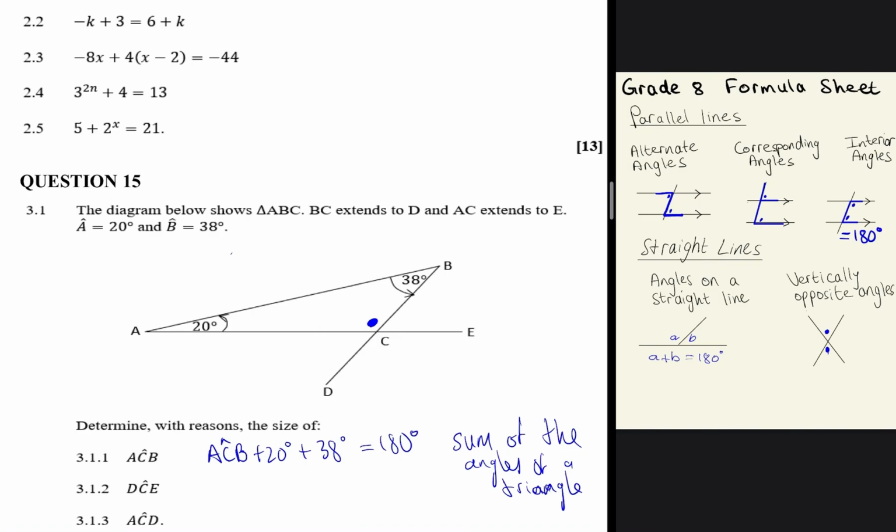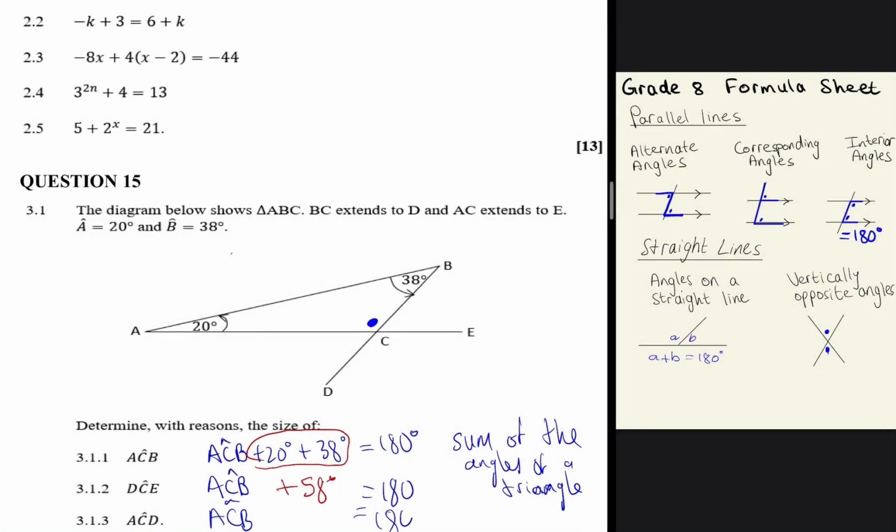Right, let's work out angle ACB. To work out ACB, you always have to keep the angle you're looking for on one side of the equal sign. Here we have the 180, and we have plus 20 and plus 38. So let's just add that up. Plus 20 plus 38 gives you 58 degrees. Then we have angle ACB.